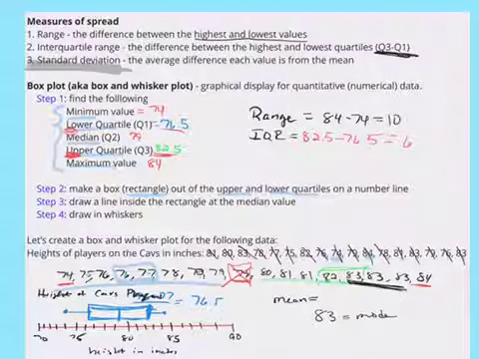For the mean, we're going to calculate the total of the heights and divide it by 17. And when I add it up, I get 1,349 for their heights, divided by 17 would give us an average height of a Cavs player as 79.4 inches.